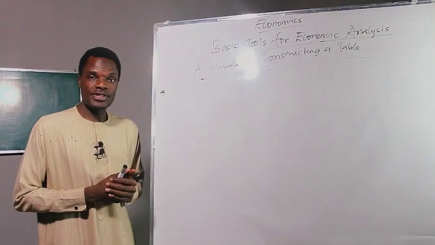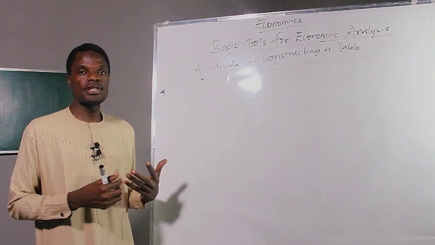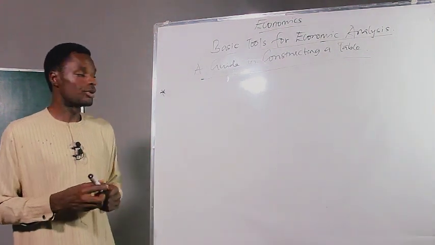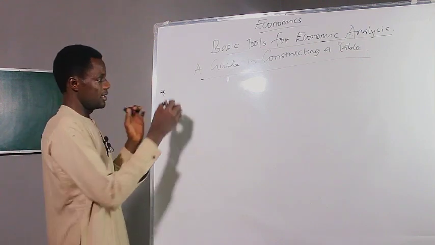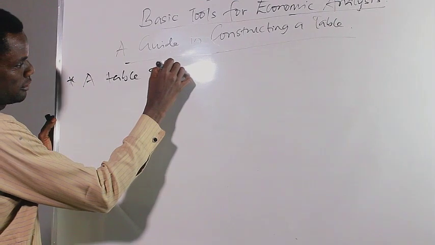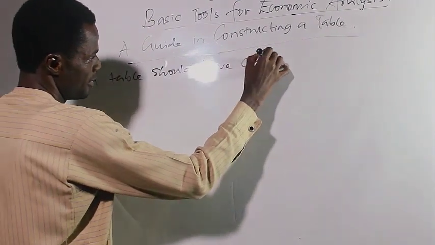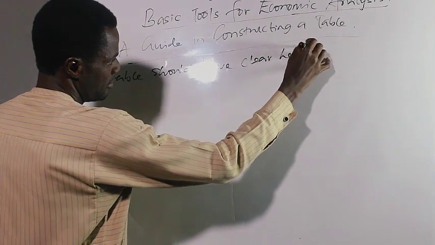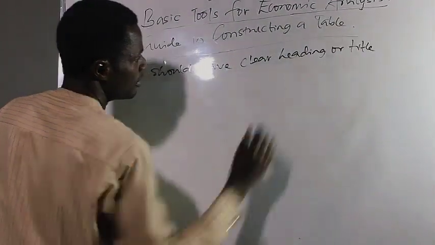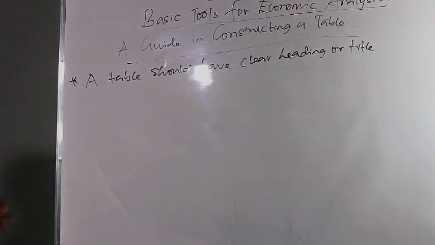Okay, as we have seen, there is a guide in constructing a table. That means there are things that will guide us to construct a table properly. Number one thing is a table should have a clear heading or title. So any table that is constructed is supposed to have a heading.